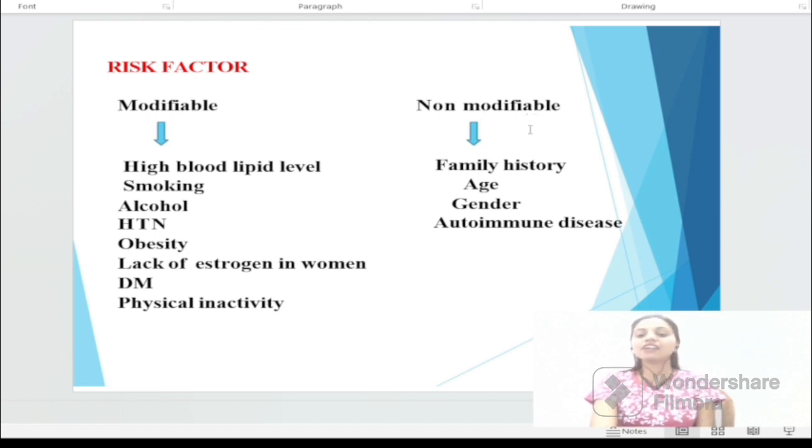Now we will discuss non-modifiable risk factors, which we can't change or modify. The first is family history. If the mother, grandmother, grandfather, or father previously had myocardial infarction, then their child is also vulnerable and at risk of developing myocardial infarction. The second one is age. I already told you that after 40 years of age this condition develops.